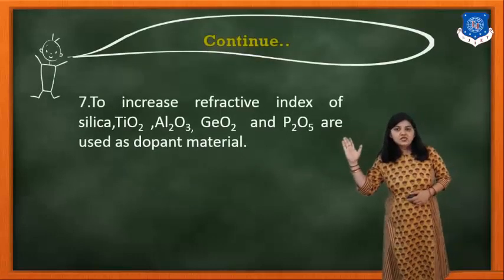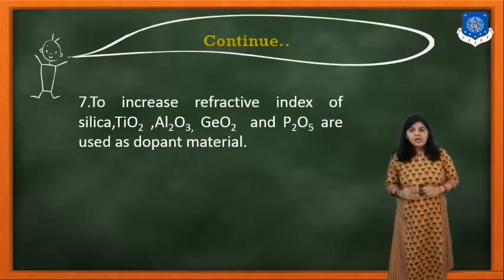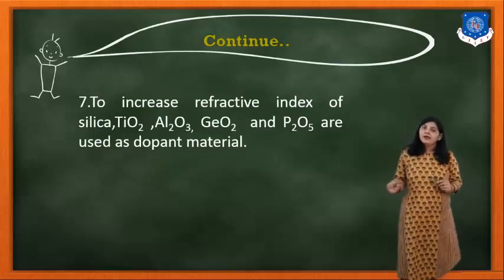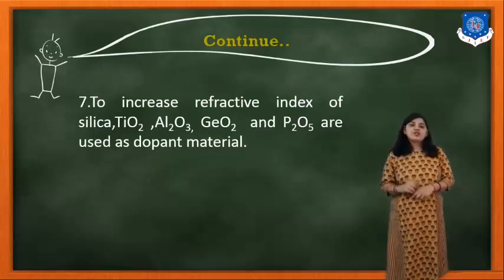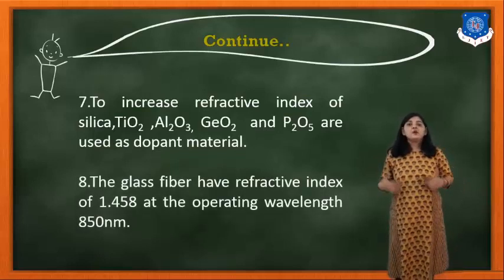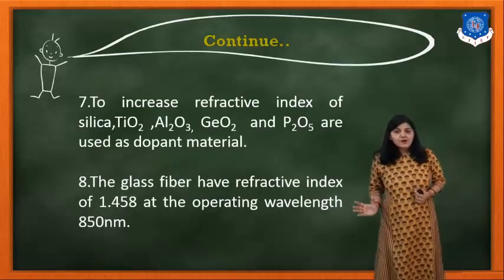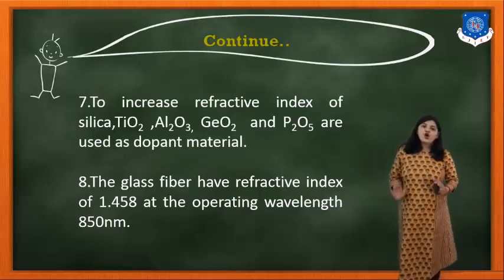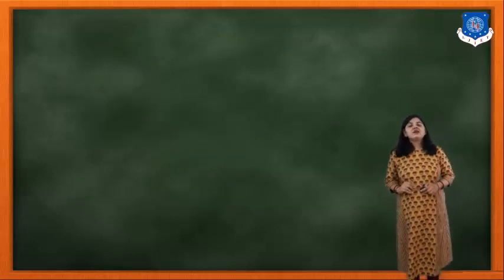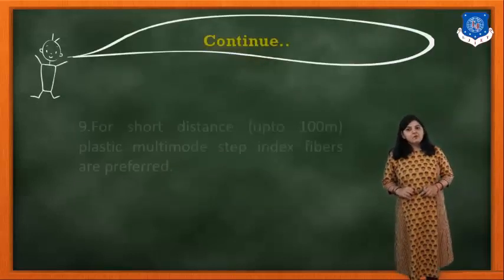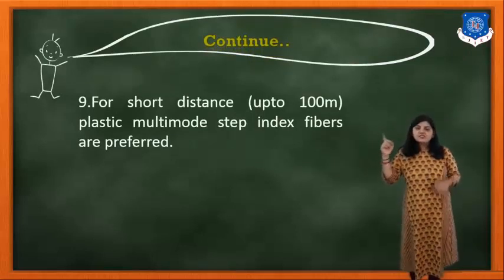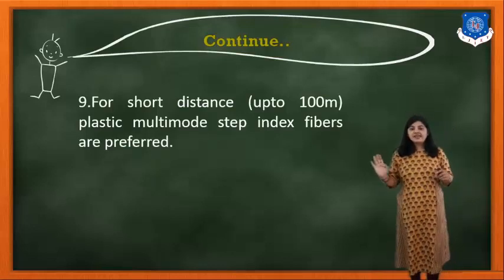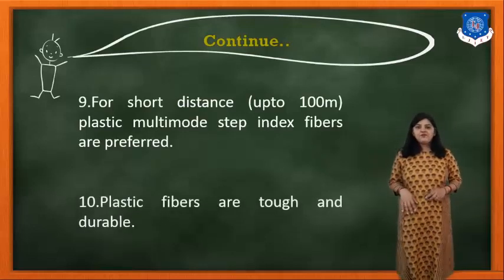To increase the refractive index of the silica, TiO2, Al2O3, GeO2 and P2O5 are used as dopant materials. The glass fiber has a refractive index of 1.458 at the operating wavelength, that is 850 nanometer. For short distances, up to 100 meters, plastic multimode step index fibers are preferred.